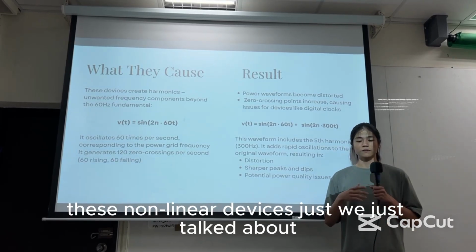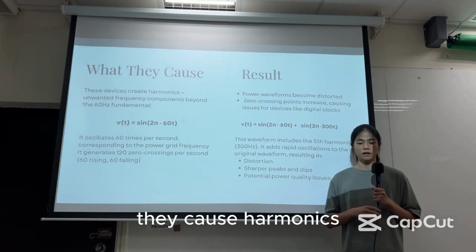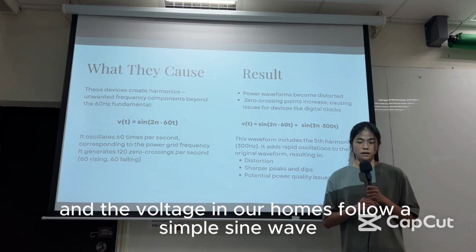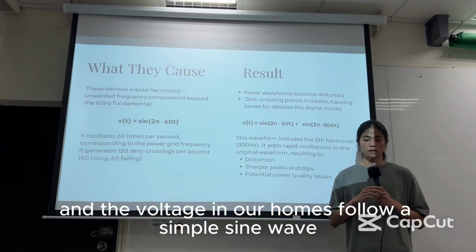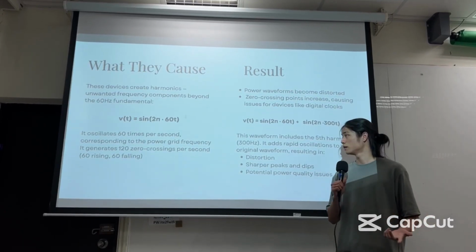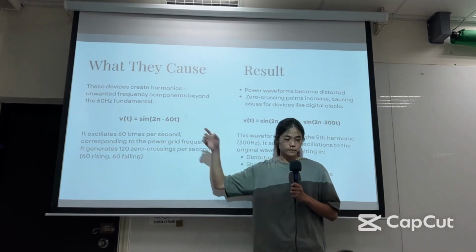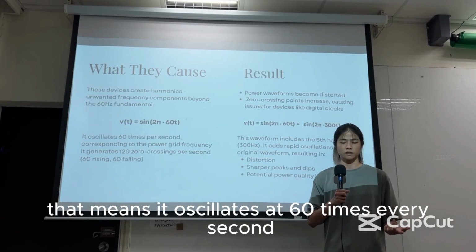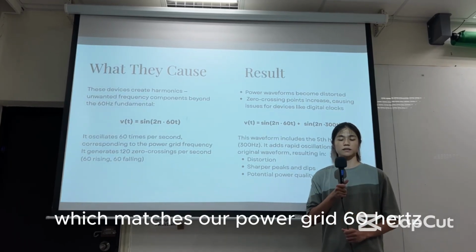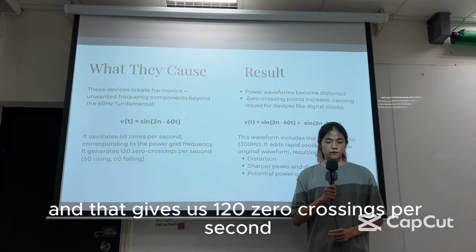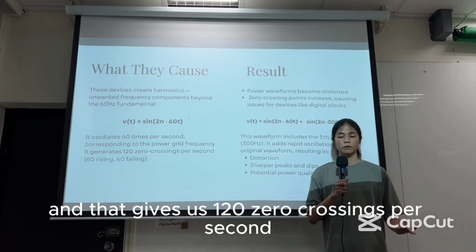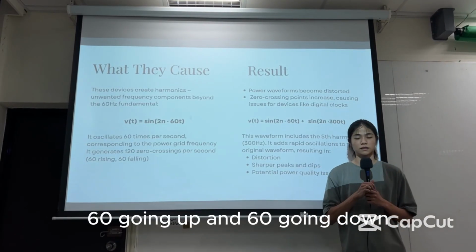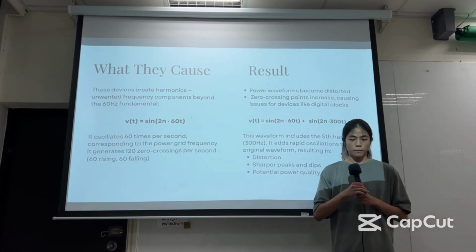These nonlinear devices we just talked about cause harmonics. And the voltage in our homes follows a simple sine wave, like this one. That means it oscillates 60 times every second, which matches our power grid's 60 Hz frequency. And that gives us 120 zero crossings per second, 60 going up and 60 going down.